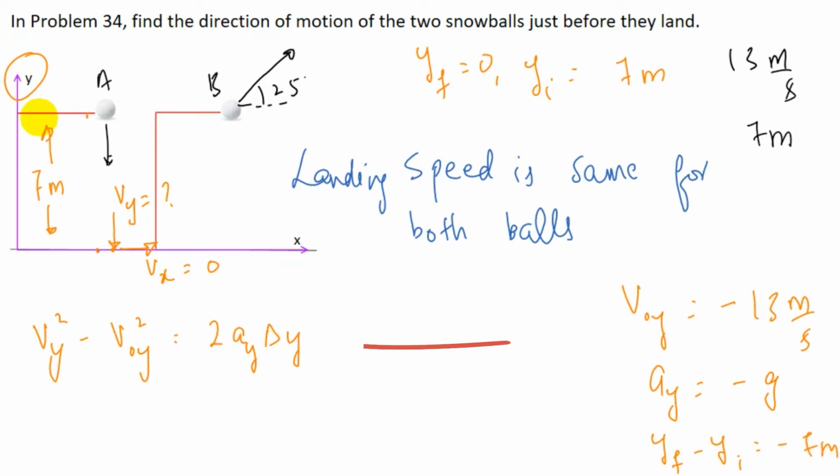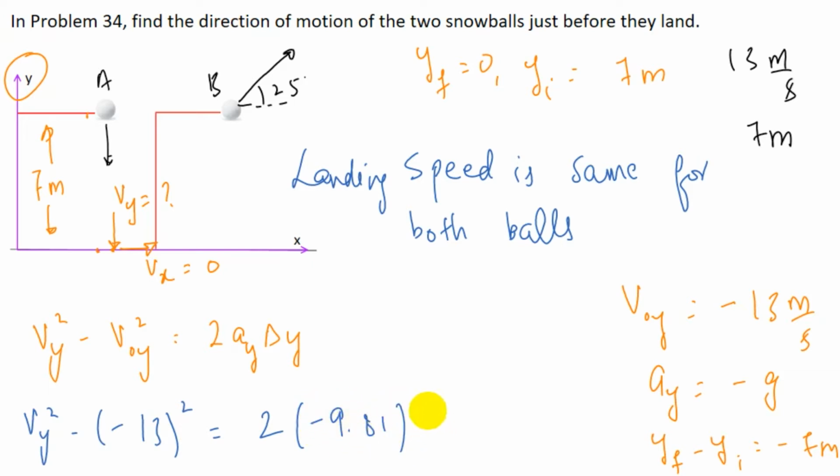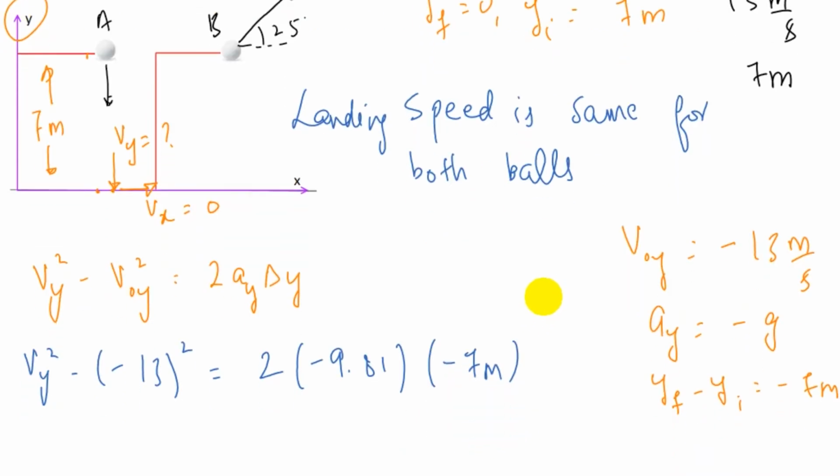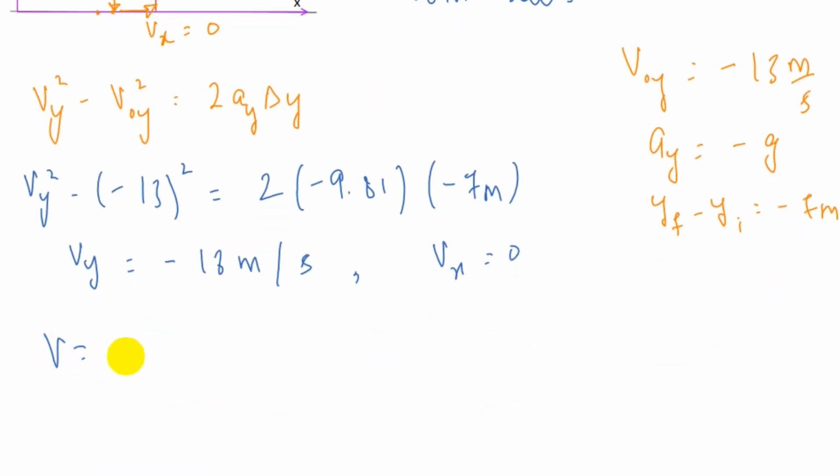Now we have all the values, we can plug them in to find the velocity at this point. So Vy square minus V naught y, which is minus 13, whole square, equals 2 times acceleration, minus 9.81, times delta y, minus 7 meter. From here we can easily find Vy, and after rounding off Vy is minus 18 meter per second. This negative sign is because the direction is downward. Now Vx is 0. So what would be the speed of the ball?